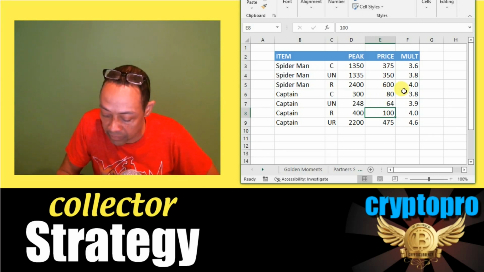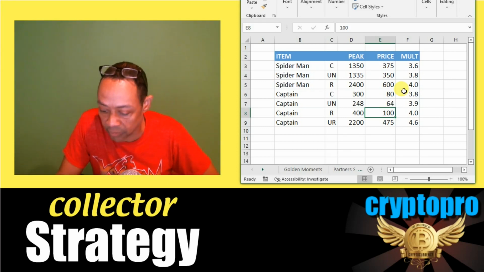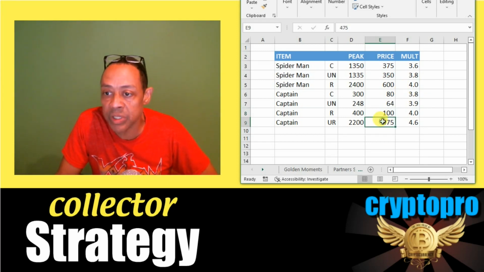The next one, we have the rare. Let's enter in the price of the rare. Right now, it is still at 100 gems. And then the ultra rare, let's see what price we have for that now. It did dip down to 475. Now we're up to 527.